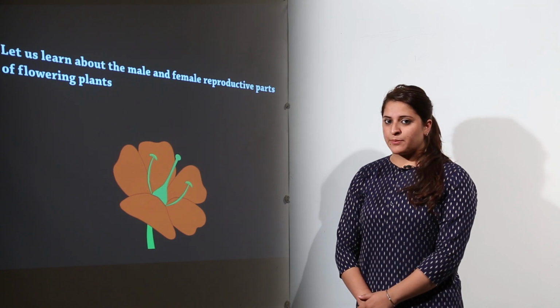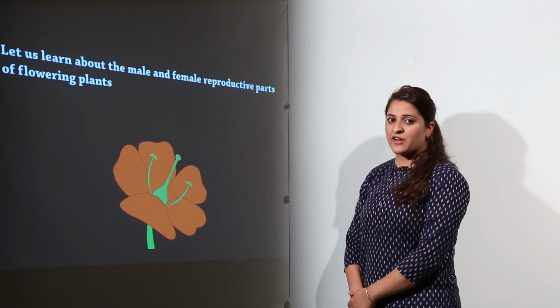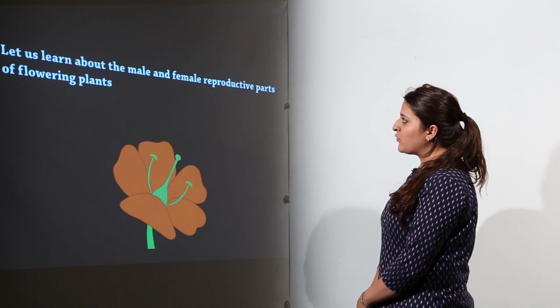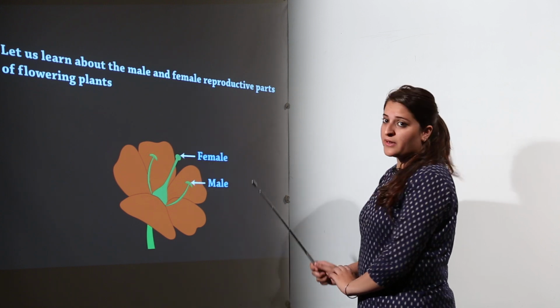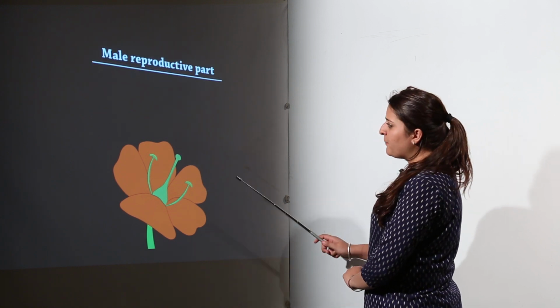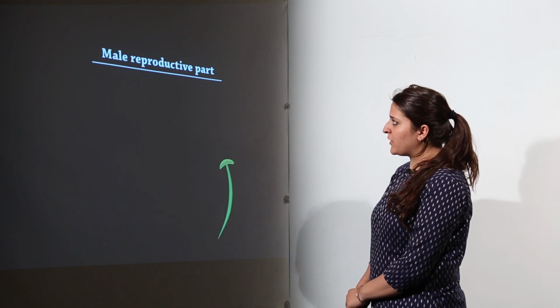Moving on to our next chapter, which is sexual reproduction in flowering plants. Before studying this, we must study the male and female reproductive parts of a flower, which is a male reproductive part and which is a female reproductive part.